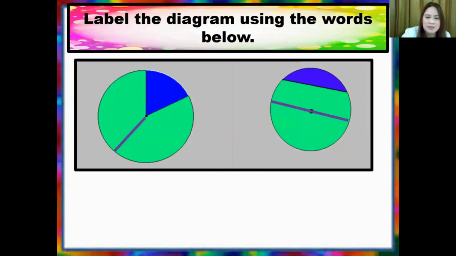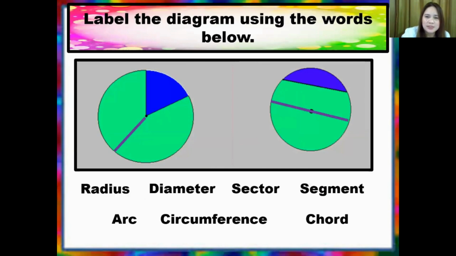In this question, you are asked to label the diagram using the words below. So I have here the following words. Let's try to put these words into the circle by identifying the parts. So where should I put the radius? So try to answer first, and let's see. All right, so let's put these words already to the circle. So radius is from center to any point of the circumference of the circle. So this line segment here is the radius.